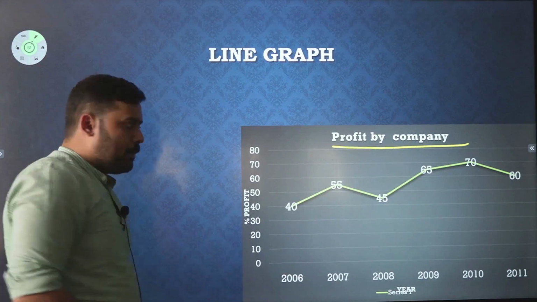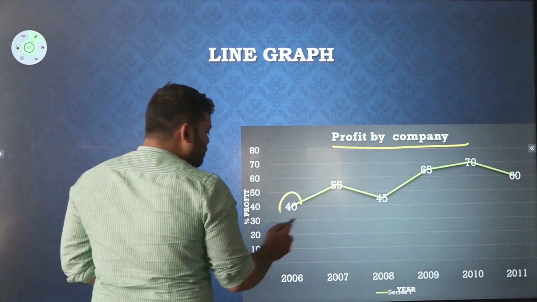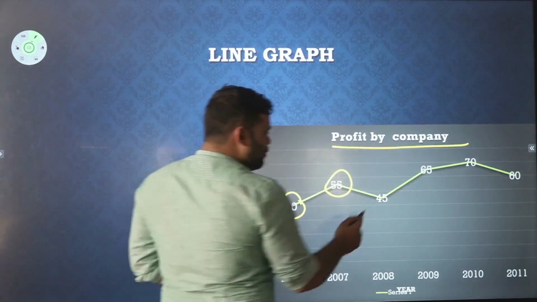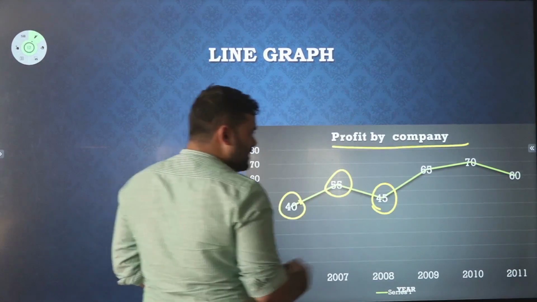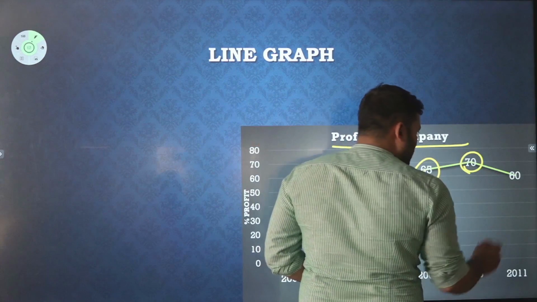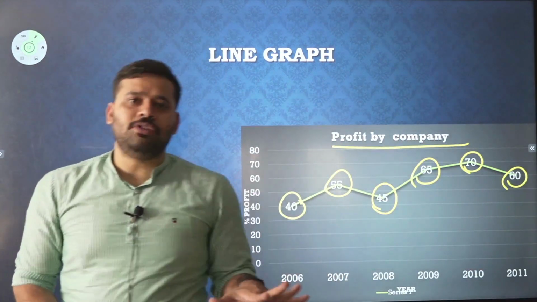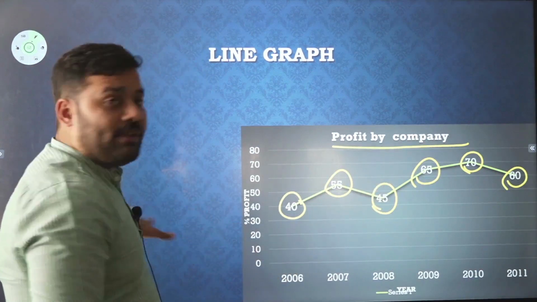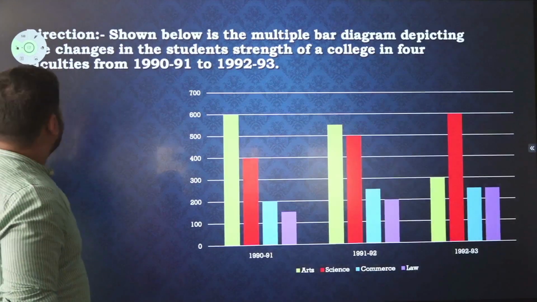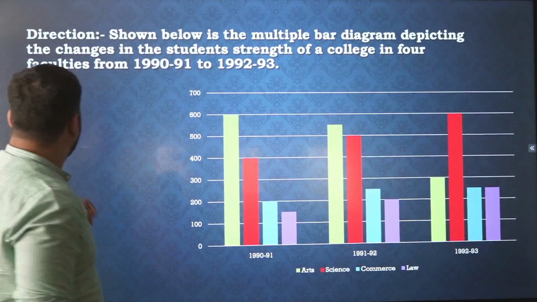So this particular company, let us call it X. This company has got 40% profit in 2006, 55% profit in 2007, 45% profit in 2008, and 65% profit in 2009, 70% profit in 2010, and 60% profit in 2011. These are the profits made by this company in different years. Okay. Now, let's switch to questions. Okay, you'll get more clarity when I'm solving questions.